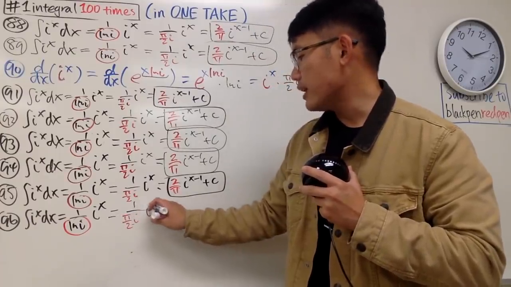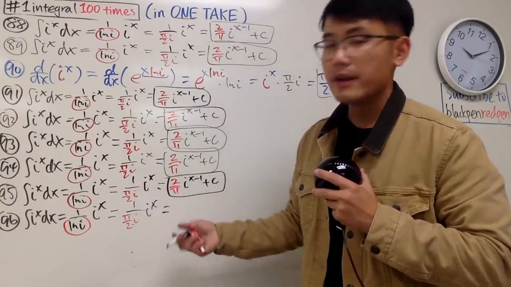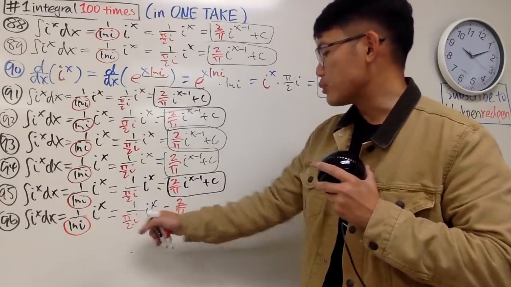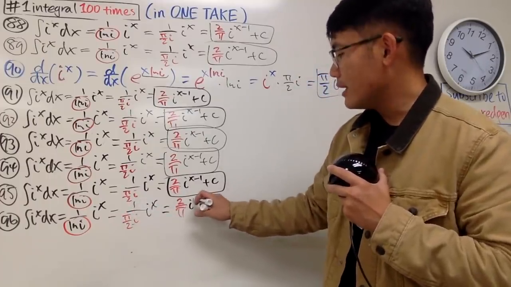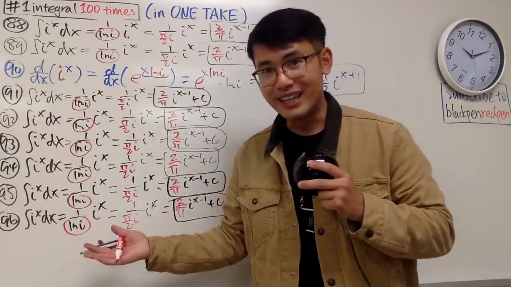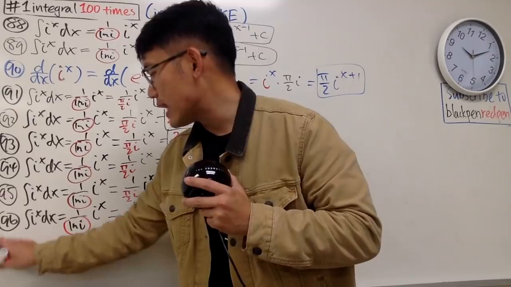Let's just put it down this way, and then we have i to the x power like that. And then do the reciprocal here, which is 2 over pi, and then subtract the power, we get i to the x minus 1 power, and then put a plus c like this. Very cool, huh? Now, 97.